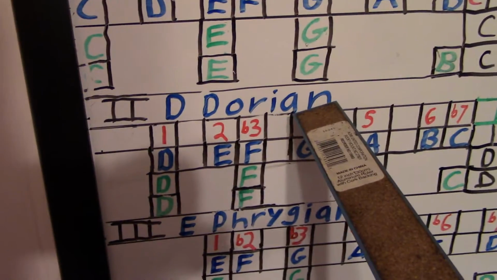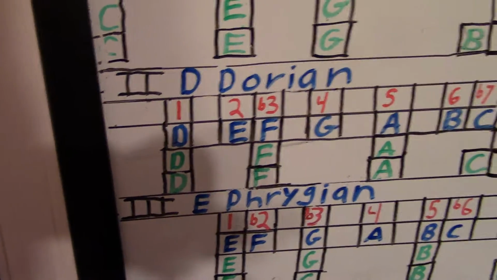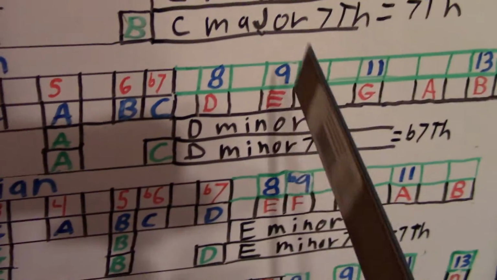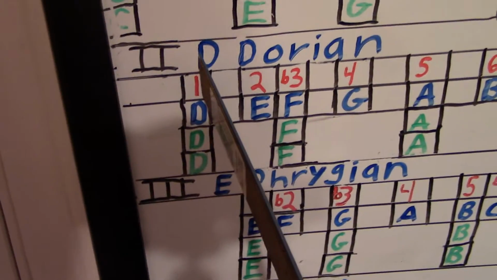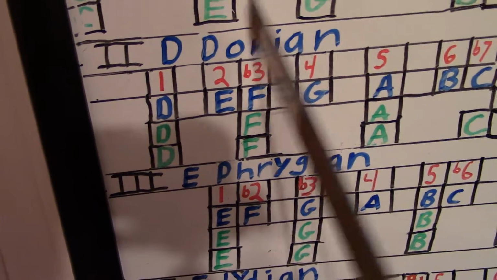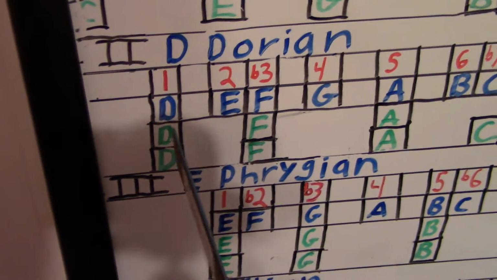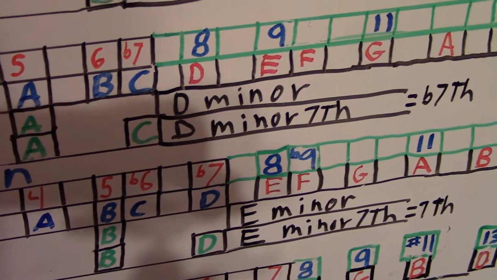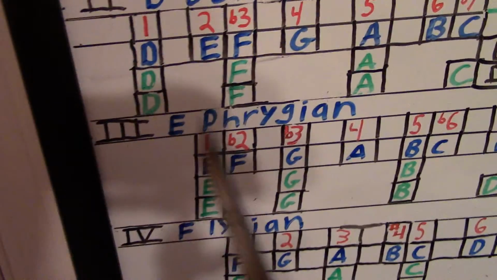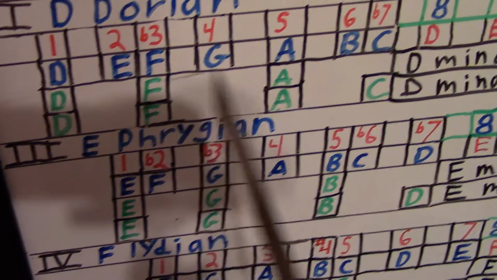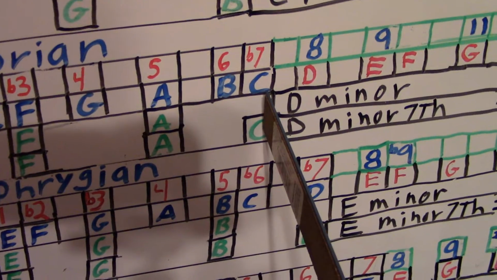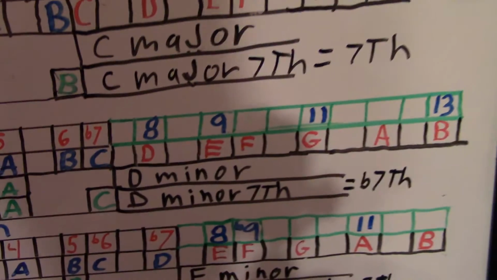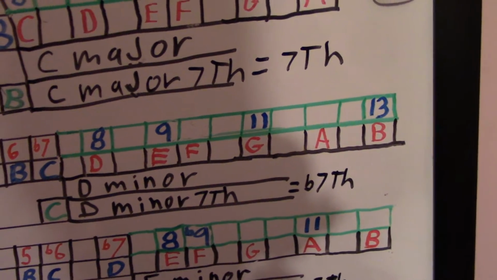But the Dorian is a minor mode. Why is it a minor mode? You got D minor: the root, the flat third, and the 5th, which is D, F, and A. Same thing with the minor 7th. So you have root, flat third, 5th, and flat 7. See how the 8th, 9th, 11th, and 13th intervals work? Similar to this.